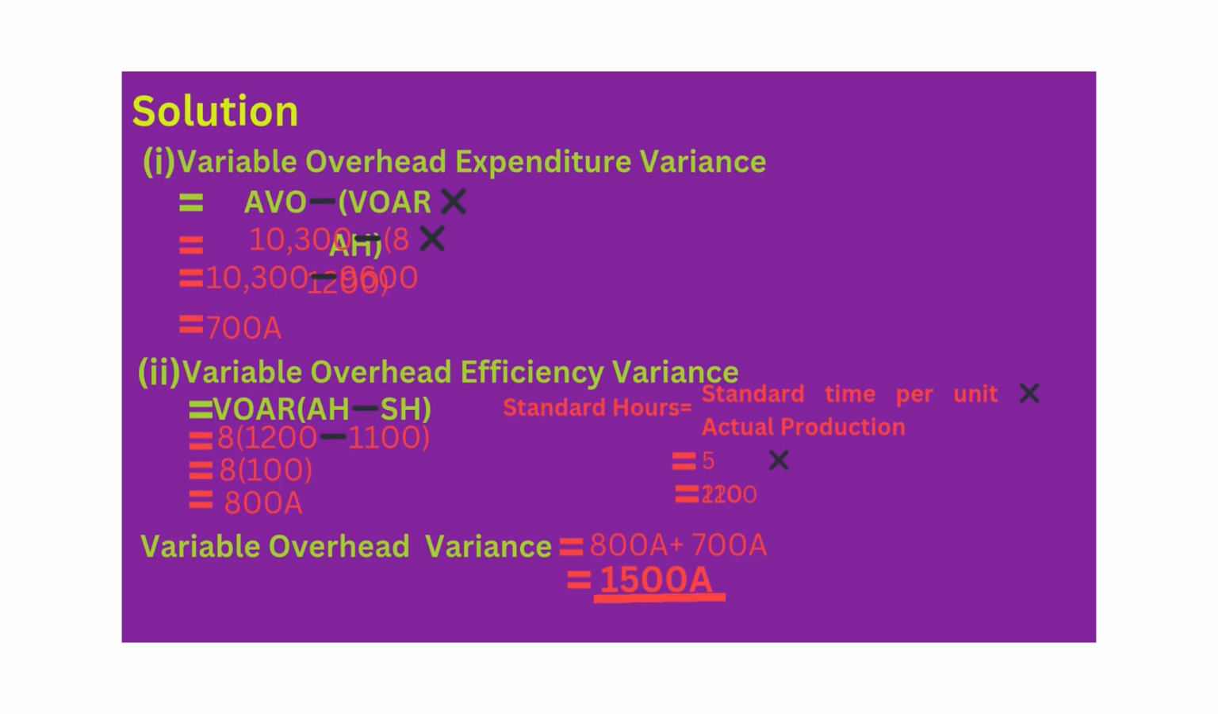So the variable overhead variance will be equal to the variable overhead expenditure plus the variable overhead efficiency variance, which will be 800 adverse plus 700 adverse, which is 1,500 adverse.